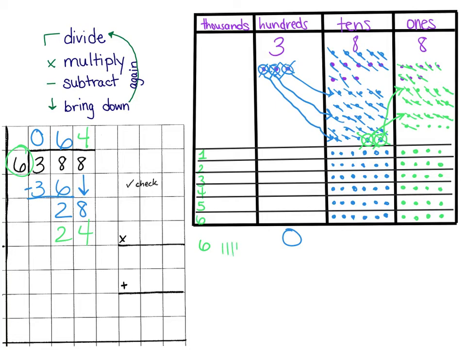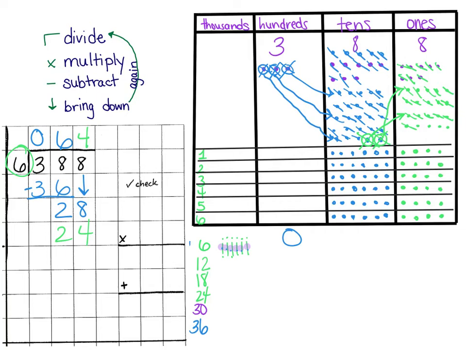7, 8, 9, 10, 11, 12. Then I'm going to keep skip counting. 13, 14, 15, 16, 17, 18. 19, 20, 21, 22, 23, 24. 25, 26, 27, 28, 29, 30. 31, 32, 33, 34, 35, 36. So, you can do it on your fingers. I did it here so you could see it.